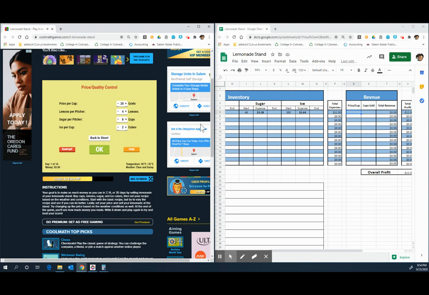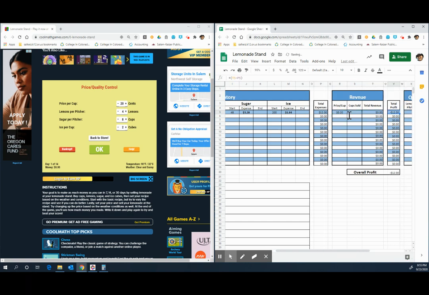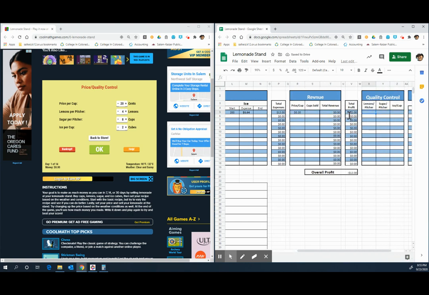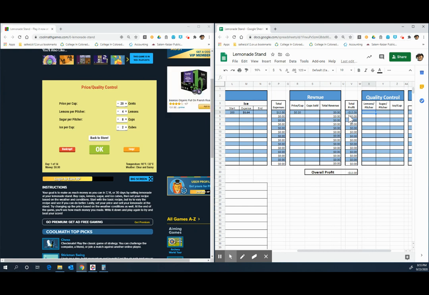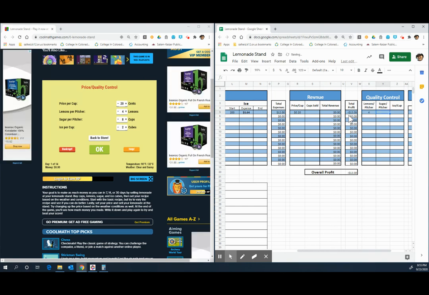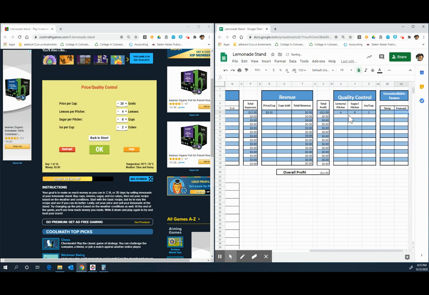Consider how much you have and how many cups you have. So price per cup is 0.2. Can't record how many cups sold until the end of the day. Lemons per pitcher are going to be 4. Sugar per pitcher, it's going to be 8, and ice per cup is 2. I also need to record the temperature in the forecast. Temperature is down in the corner. It's 90 degrees, and the forecast is sunny.